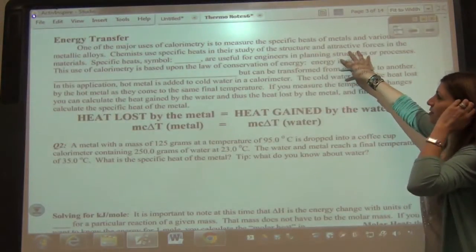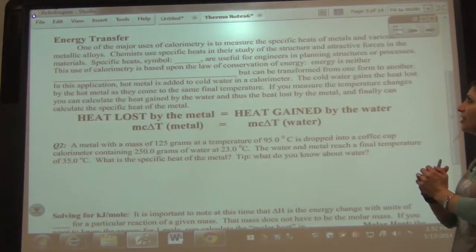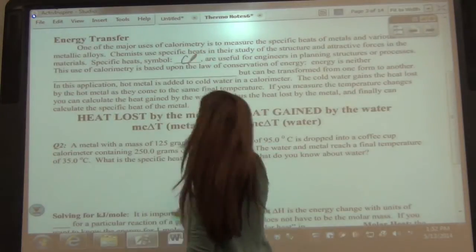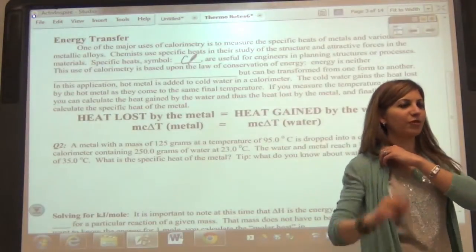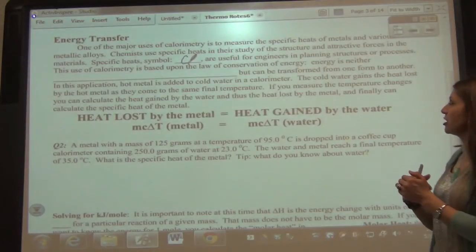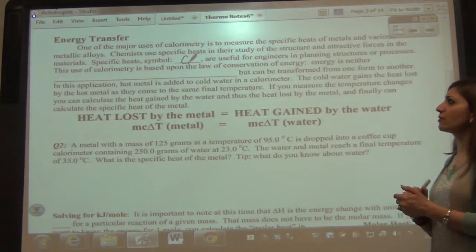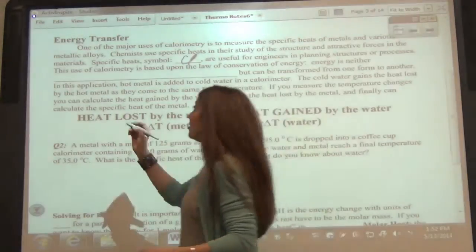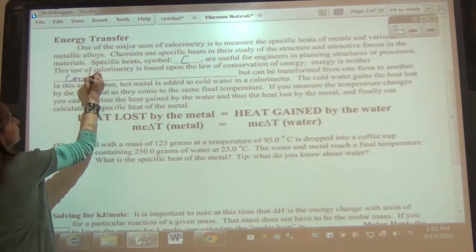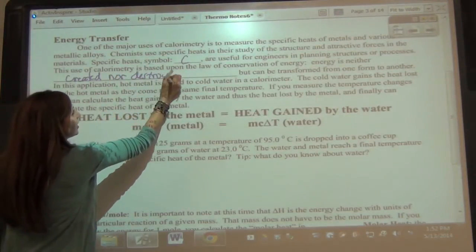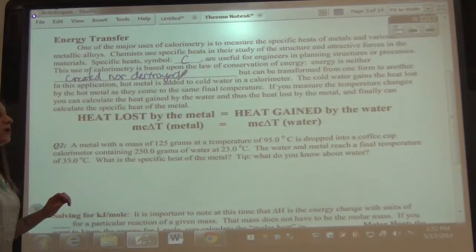It says chemists use specific heats in their study of the structure and attractive forces in materials. Specific heat is given the symbol C. Sometimes it's given the symbol S with a little p. We're going to use the C. They are useful for engineers in planning structures or processes. The use of calorimetry is based upon the law of conservation of energy: energy is neither created nor destroyed, but it can be transformed from one form into another.